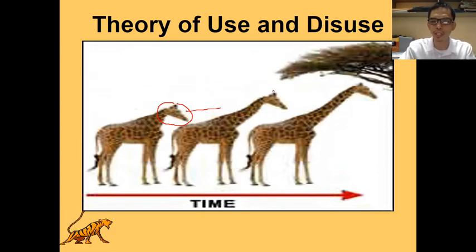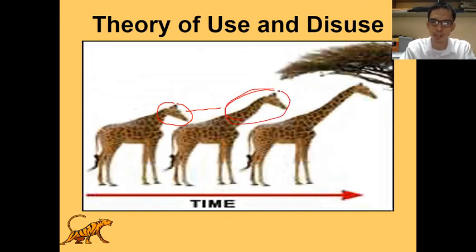Now, during that time, what happened is the plants below their height became scarce, and then the plants became taller. So their food is now located at the treetops. So what happened?